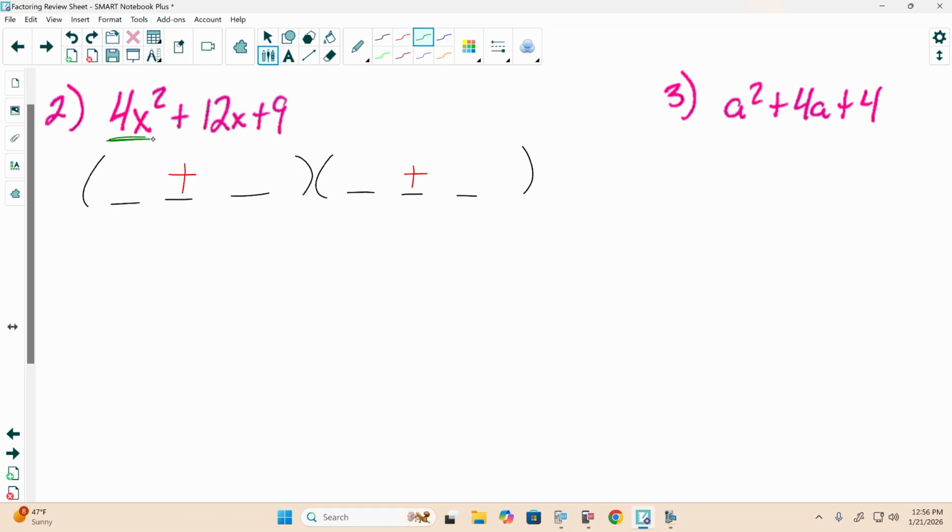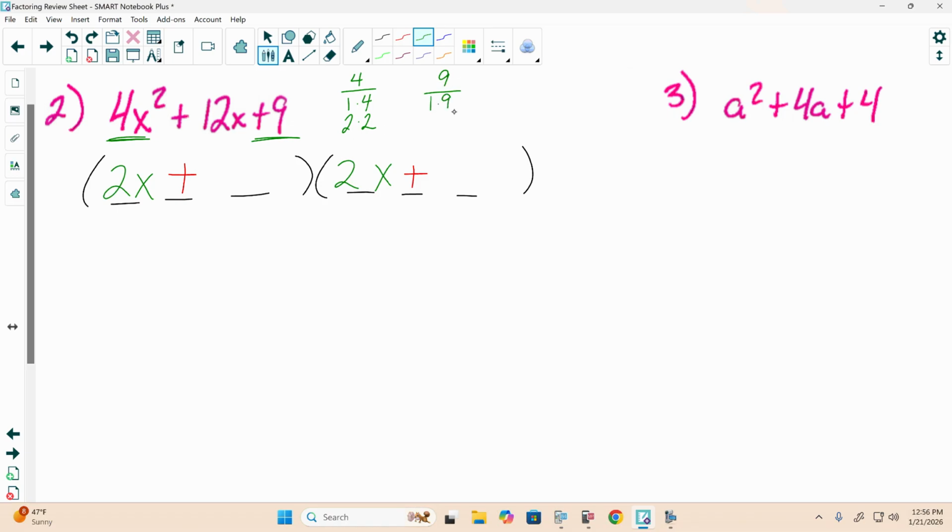Now we need to find the factors of the first and third terms. Now our first term, 4x squared. X squared, part of it's nice. It's going to be x and x. Now the factors of 4, we have 2 options, 1 and 4 or 2 and 2. Where do we want to go first? 2 and 2. Because at this point here, pick one of them.